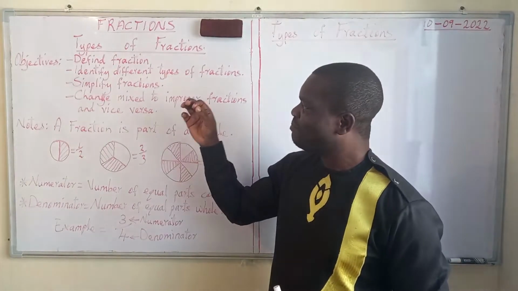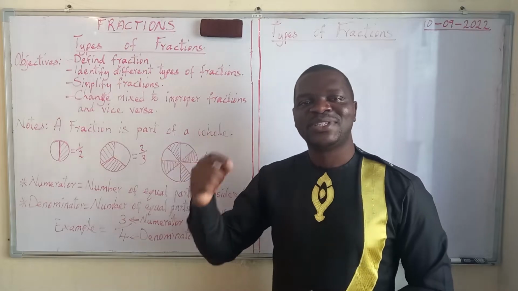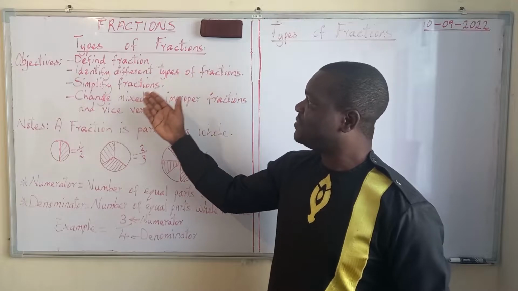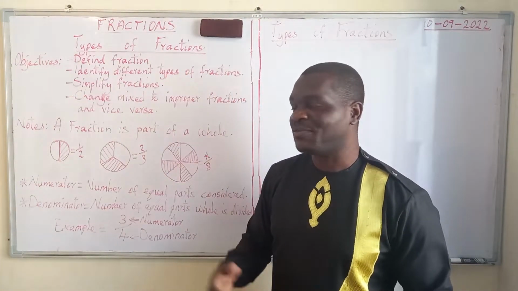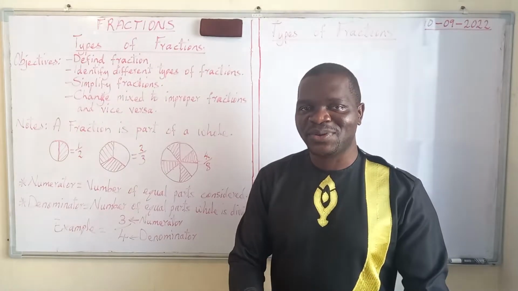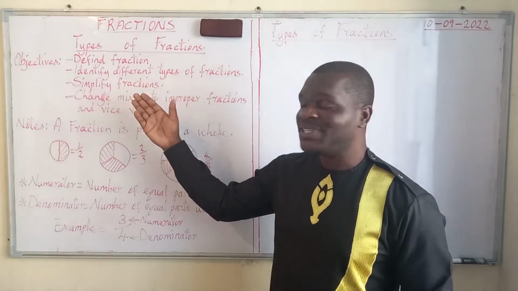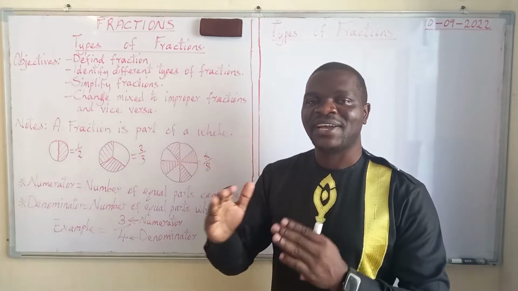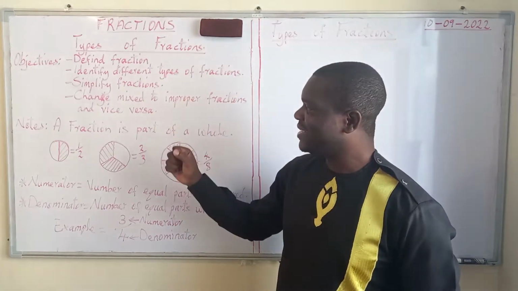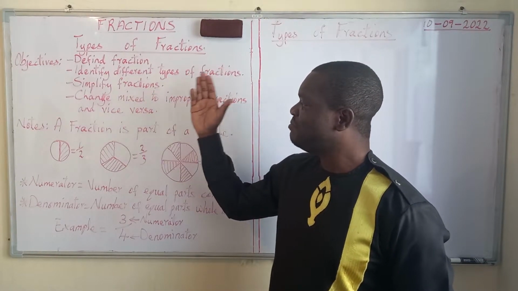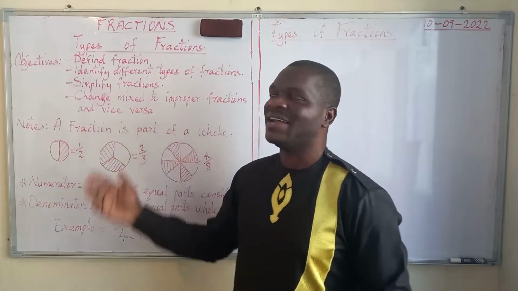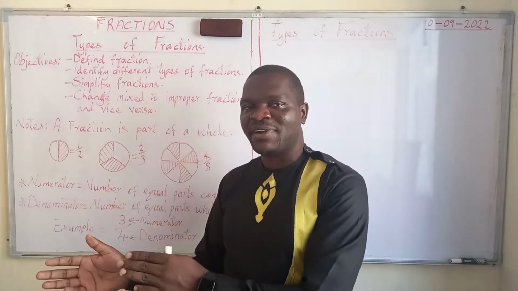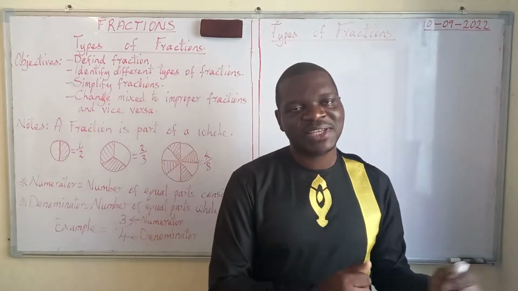The first is, by the end of the lesson, we should be able to define what a fraction is. Secondly, we should be able to identify the different types of fractions. Of course, that's the main thing we are doing today, types of fractions. The third objective is to be able to simplify fractions, that is, breaking fractions down to the lowest term. And lastly, we should be able to change mixed to improper fractions and vice versa. That means we should change from mixed to improper fraction and from improper fraction to a mixed fraction.